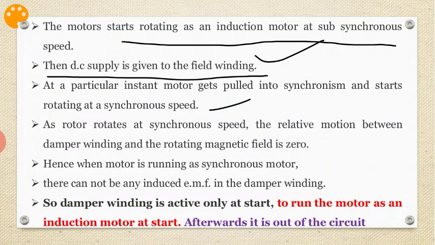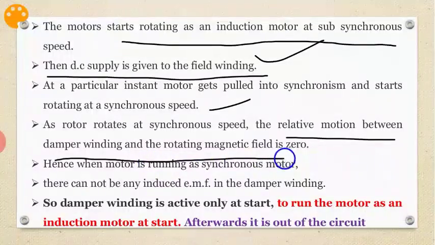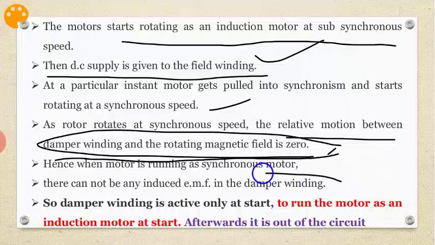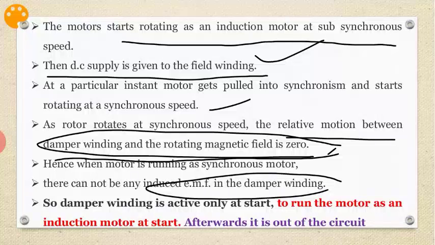Okay, so once it starts as a synchronous motor, the rotor is now rotating at synchronous speed. What happens is, as the rotor rotates at synchronous speed, the relative motion between the damper winding and the rotating magnetic field is zero now. Hence, when the motor is running as a synchronous motor, there cannot be any induced EMF in the damper winding. I repeat, there will be no EMF in the damper winding.